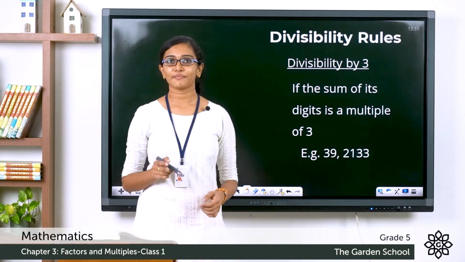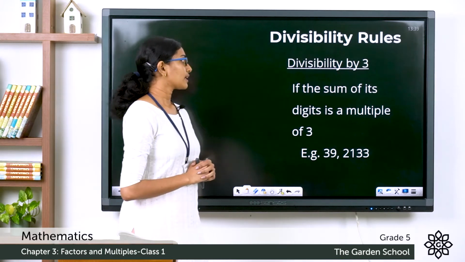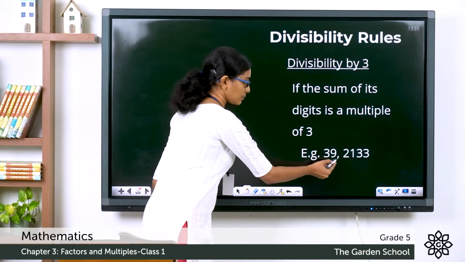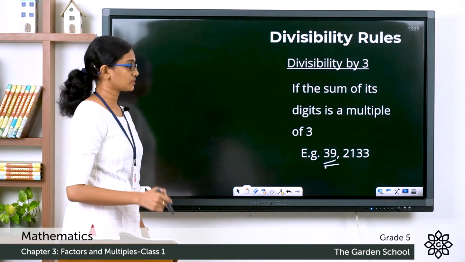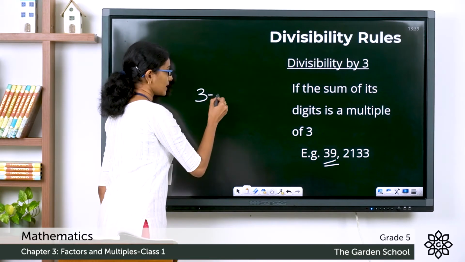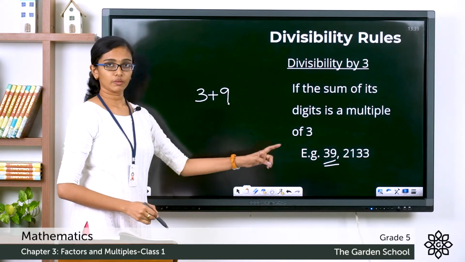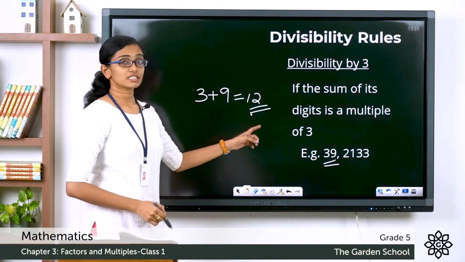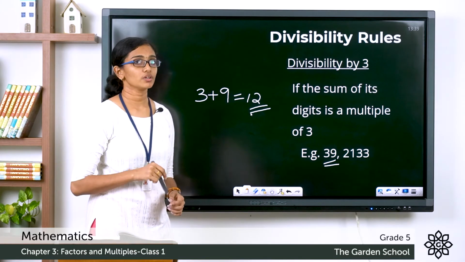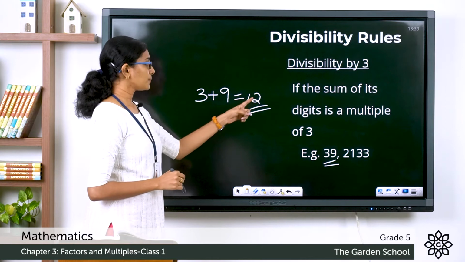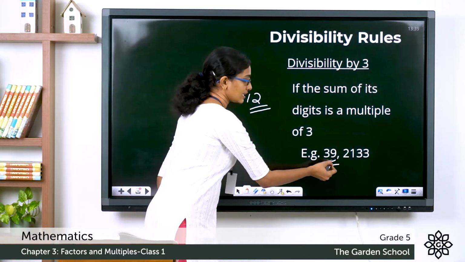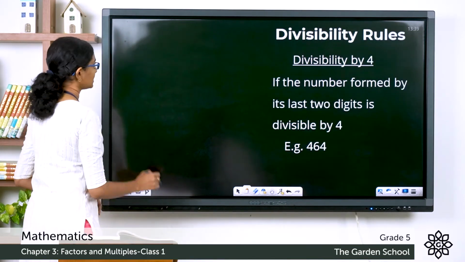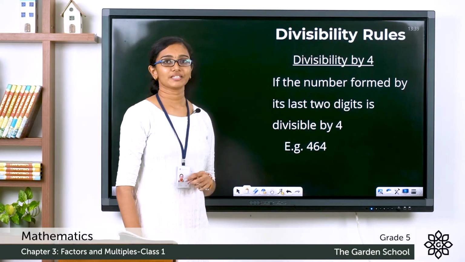Now, let's see the divisibility by 3. So, what is the rule for that? If the sum of its digits is a multiple of 3, means, suppose you are given the number 39. You want to see if it's divisible by 3. What do you do? You take the sum of the digits. For 39, when you take the sum, it's 3 plus 9 and you get 12, right? Is this 12 a multiple of 3? Yes, we know 3 4s are 12, right? So, since this 12 is a multiple of 3, we can say this 39 is also divisible by 3. Very simple.